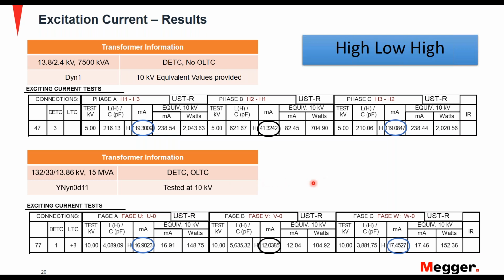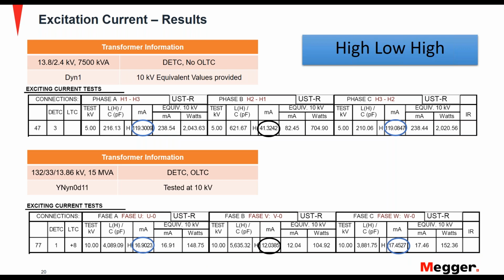And this one, you can see, was tested at 10 kV, with a value of 10 right here. And you can see the same pattern. You have 16.9 milliamps on the A phase, 12.03 milliamps on the B phase, which is the inner phase, and then the C phase has a value of 17.45. You can see that the outer phases have a higher magnitude, and they're very close in magnitude themselves between the A phase and the C phase.